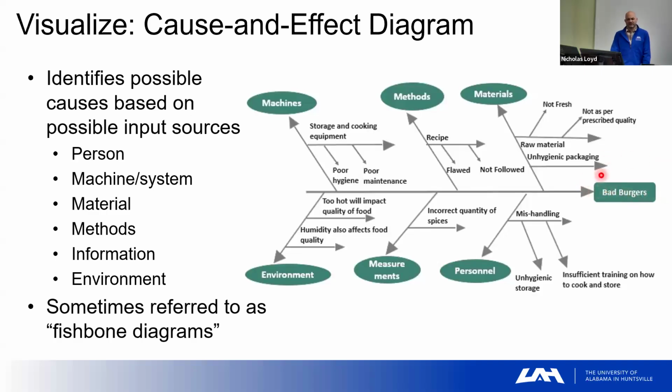And this is effective when it's not very obvious what the causes could be, or there could be many causes. And then each of the main branches off of the fishbone become the different types of inputs that could go into the process. So in other words, if my problem, the head of the fish, is bad burgers, and that is a problem to me. I like a good burger, and if it's bad, that's a major problem.